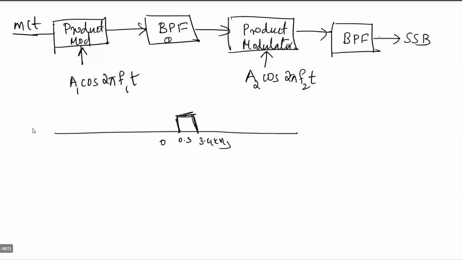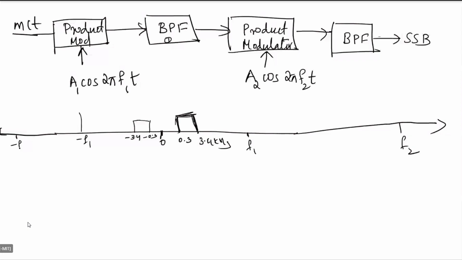0.3 to 3.4 kilohertz. And here you have F1 and F2. F1 and somewhere far away you have F2. So this is the spectrum. Here is 0, and again here the mirror images: minus 0.3, minus 3.4, here minus F1, here minus F2. So this is our scenario right now.